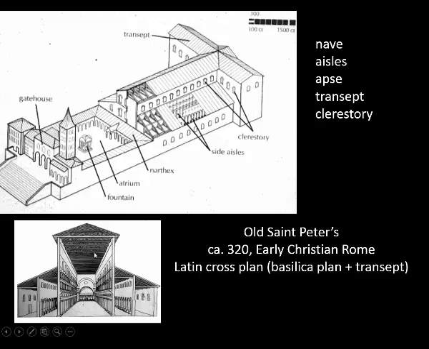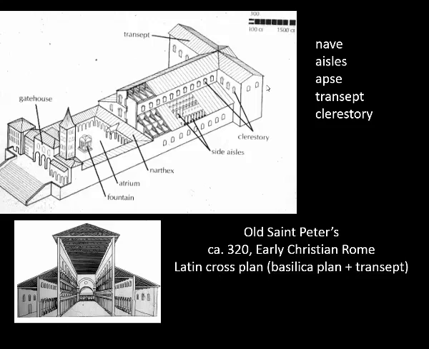The apse. Then we have the transept, which is this perpendicular arm that we see right here. The function of the transept was kind of like whatever they wanted to use it for. You could use it for seating people if you ran out of space in the nave. You also could use the transept to display relics, holy objects, that people could look at as part of their overall religious experience.